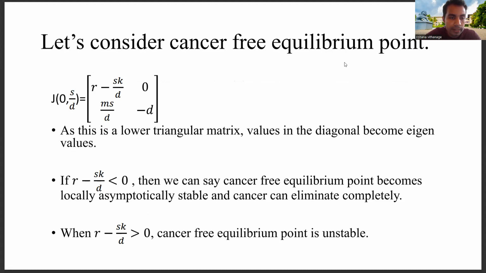If r is less than s times k divided by d, it means both eigenvalues are negative. It means cancer can be eliminated completely. But when r minus s k divided by d is greater than 0, one eigenvalue is positive, so it is a saddle. It means this is not stable, so the cancer-free equilibrium point is unstable. In that situation, we can say that we can remove the cancer.